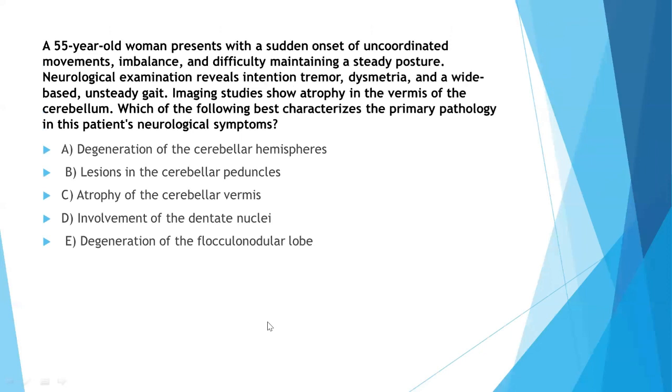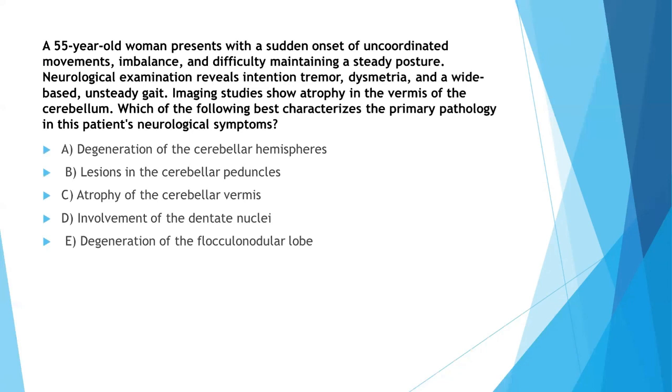Now let's do one more question. Which of the following best describes or best characterizes the primary pathology in this patient's neurological symptoms? A 55-year-old woman presents with a sudden onset of uncoordinated movements, imbalance, and difficulty maintaining a steady posture. Neurological examination reveals intentional tremor, dysmetria, and a wide-based unsteady gait. Imaging studies show atrophy of the vermis of the cerebellum.